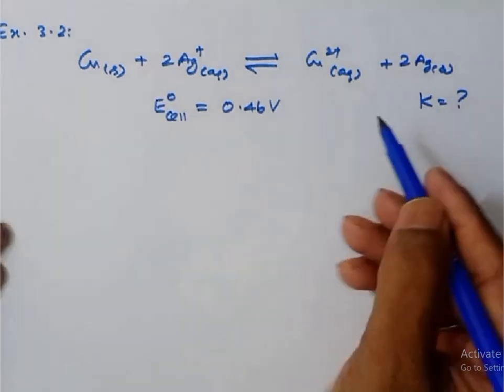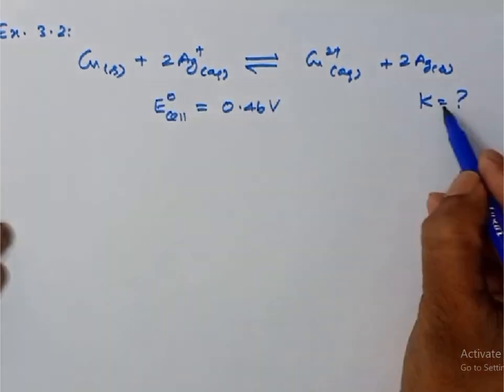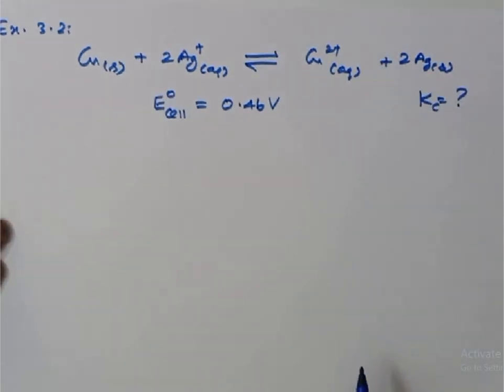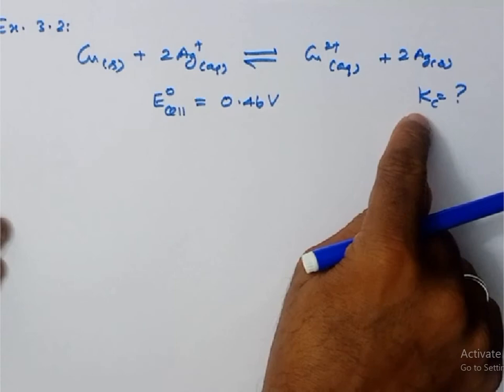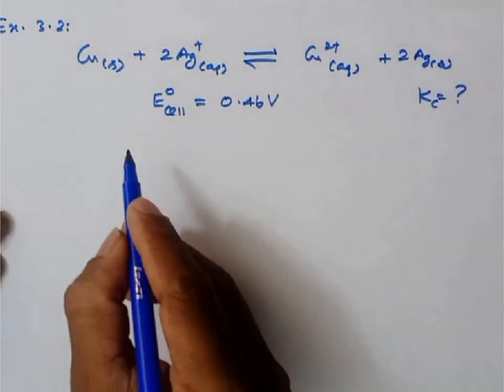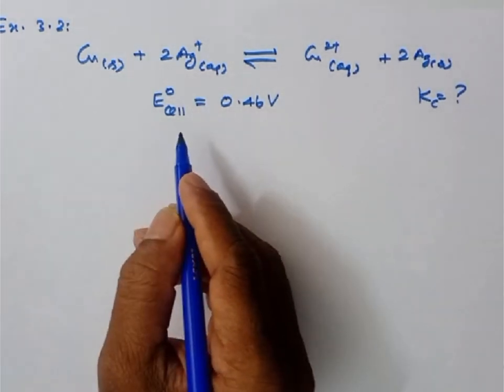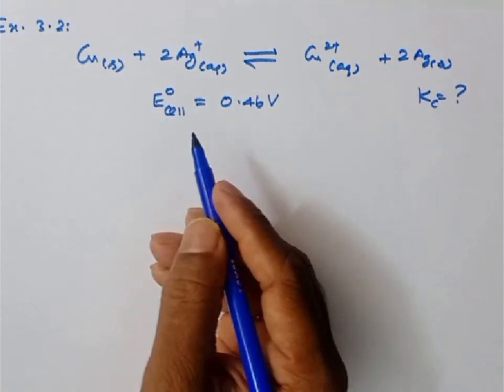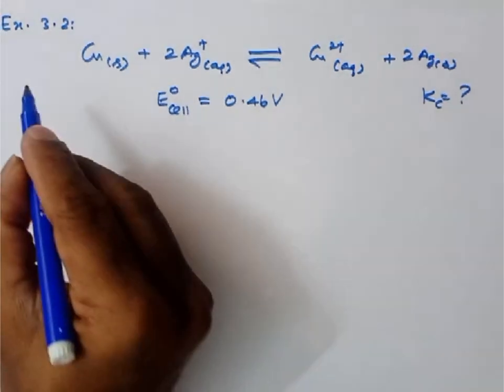Equilibrium constant in terms of concentration only, right? So we can also put Kc here. I'm going to write equilibrium constant in terms of concentration. That's the reason why I put Kc. Now, temperature is not given. So let us assume the temperature is 25 degrees Celsius.